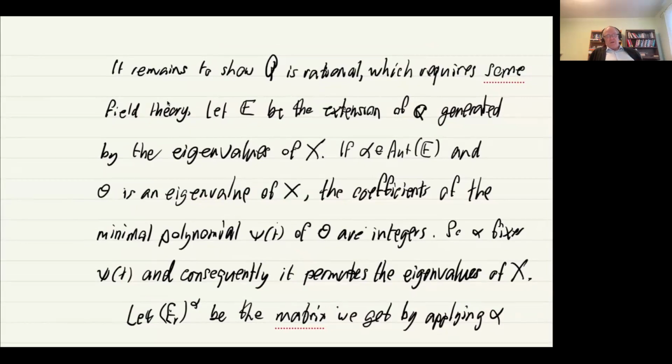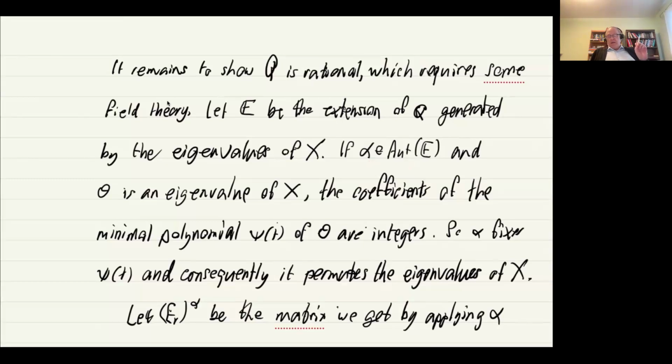The extension of the rationals generated by the eigenvalues of X. So that's the smallest field that contains the rationals and the eigenvalues of our graph, or our adjacency matrix. So we've defined our field, and we're going to choose an automorphism alpha in the field.